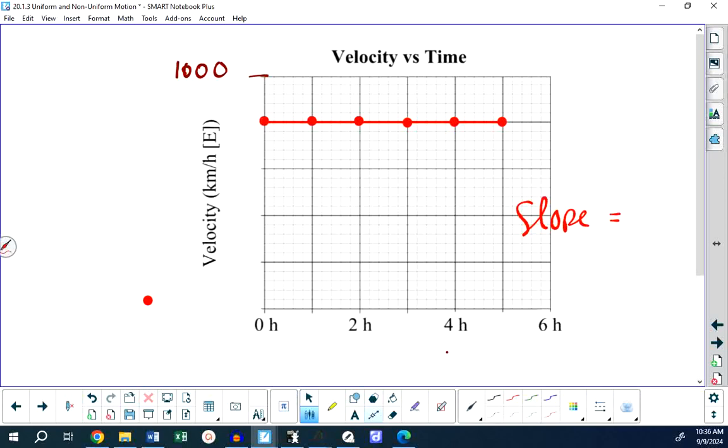What's the slope? What is the slope of a horizontal line? 0. It's 0. But the slope, everybody, is a rise over a run, which is a change in velocity over a change in time. This is the acceleration. Now, it happens to have kind of non-standard units because it's not in meters and seconds, but it is still the acceleration. It's just that the change in velocity is 0 because it's not changing its velocity.